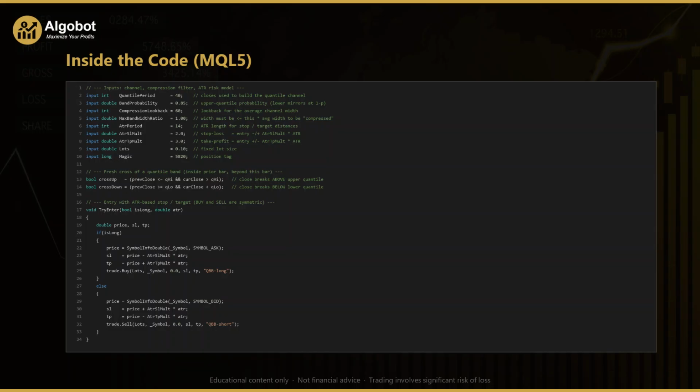Finally, the entry function shows both sides. When the signal is long, the expert advisor reads the ask price, sets the stop loss below entry by ATR-SL multiple times ATR, sets the take profit above entry by ATR-TP multiple times ATR, and calls trade.buy. When the signal is short, it reads the bid price, places the stop above entry, the target below, and calls trade.sell. Same structure, opposite direction. Simple, symmetric, and easy to audit.